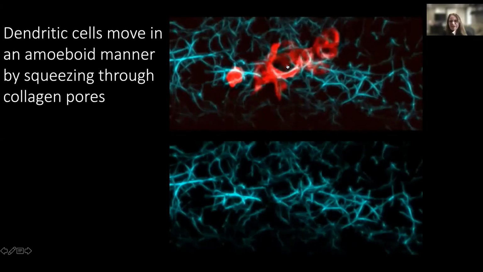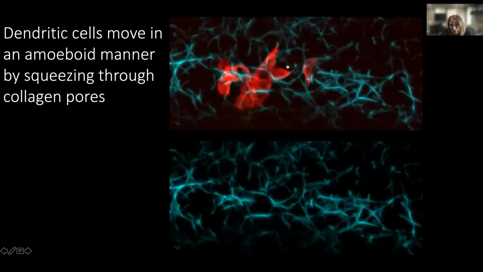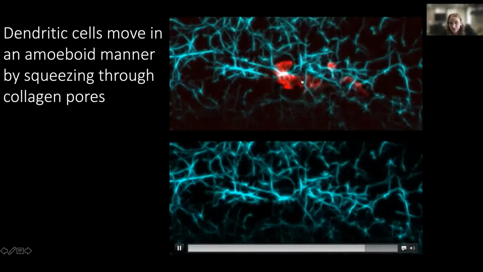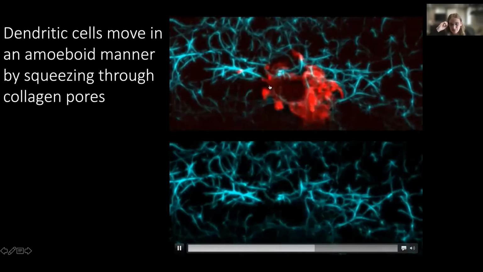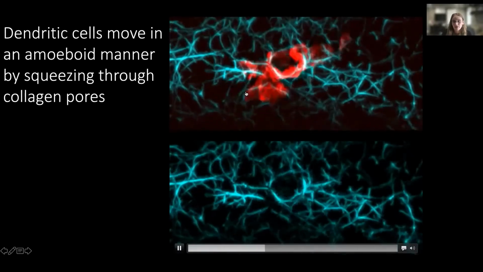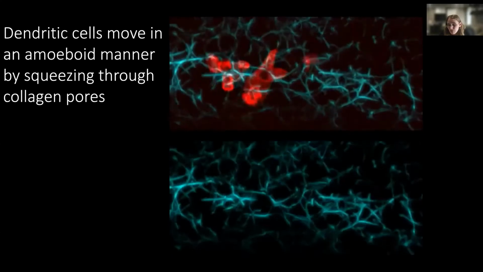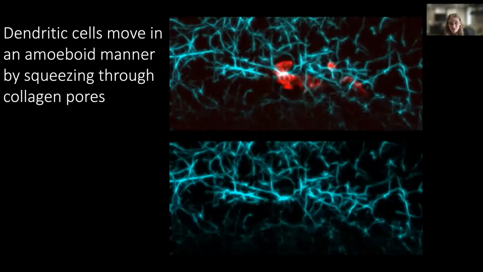And not surprisingly, given this long line of evidence, we found that dendritic cells do move in a largely amoeboid way. Here we have a dendritic cell where actin is fluorescently labeled, and we also fluorescently label the collagen. We see that largely the dendritic cells push their way through the collagen and find a path through, even though the collagen is very dense.